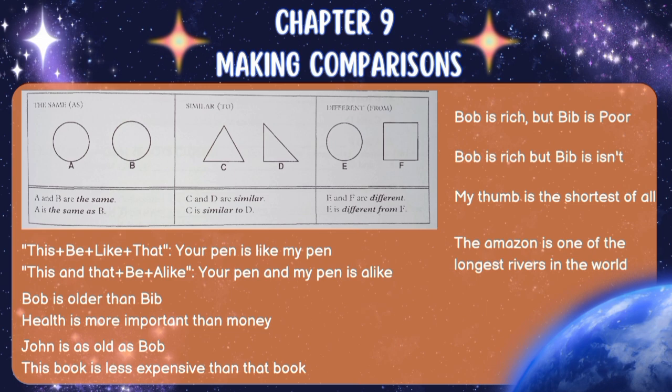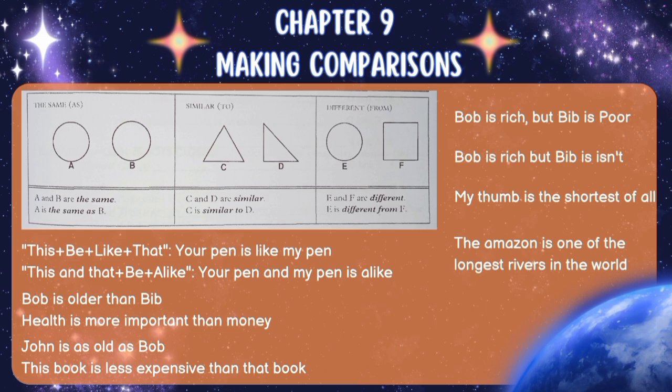The comparative using -er and more. When we use adjectives to compare two people or two things, the adjective has a special form. The first one, we add -er to an adjective, or we use more in front of an adjective. The use of -er or more is called the comparative form. Then follows than after the comparative form. For example, Bob is older than Bib. Health is more important than money.